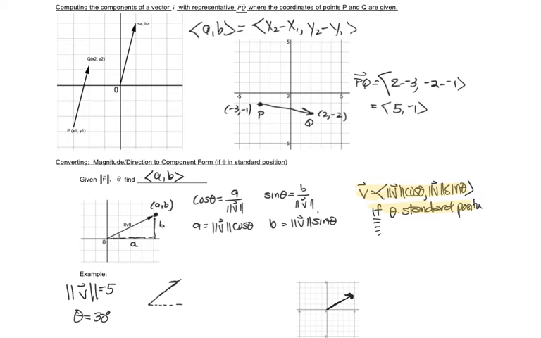Okay, so to find the components then, our vector is going to be magnitude of V, that's 5, times the cosine of 30 degrees, and 5 times the sine of 30 degrees. So that's going to be, cosine of 30 is radical 3 over 2, so 5 radical 3 over 2, and 5 halves. So very straightforward to find the components if you're given magnitude and direction.